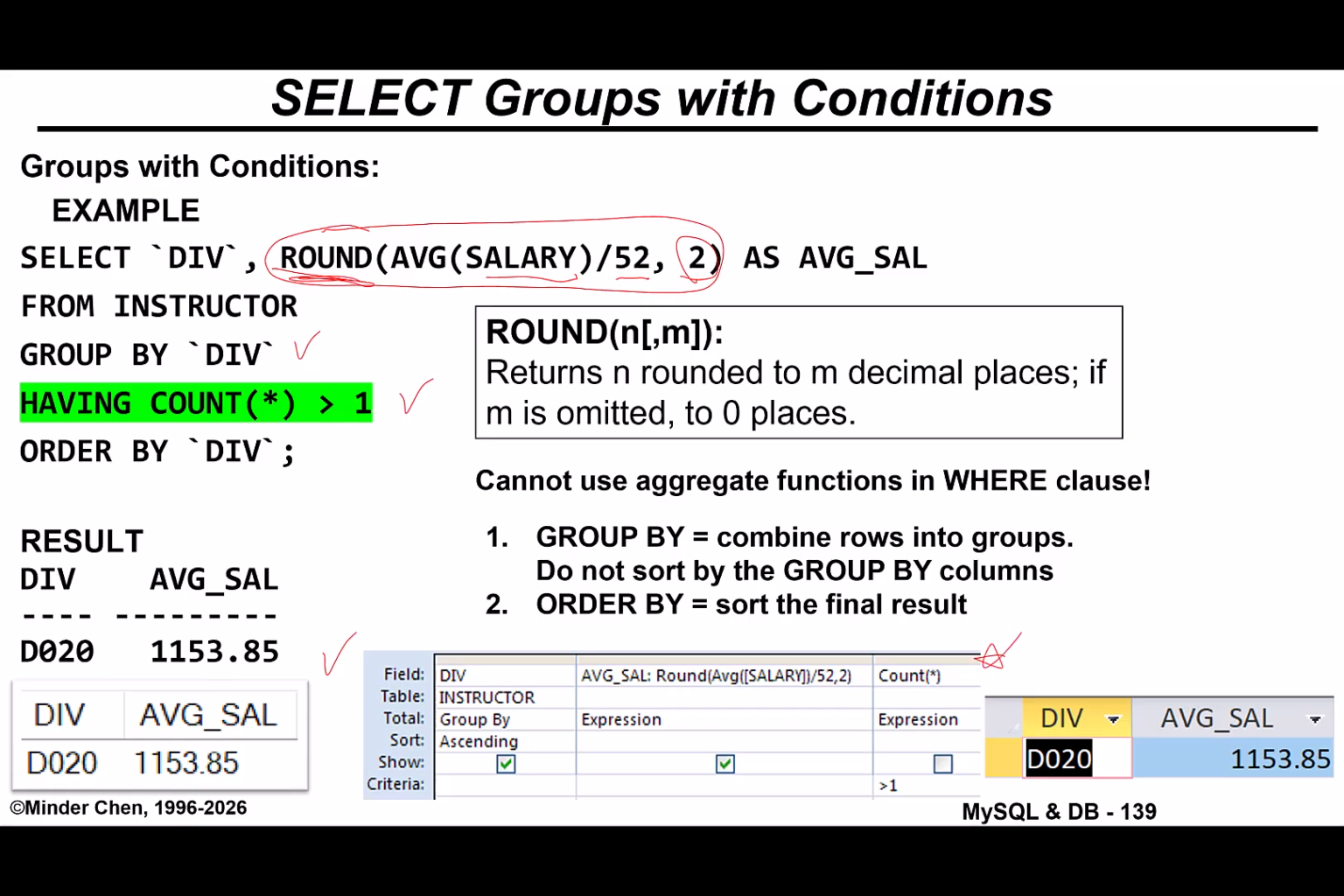This is in Access, how you set it up. We're not going to discuss it. So group by combines rows into groups and does not sort by the group by column. By default, you cannot assume it's sorted by the group by column. Order by allows you to make sure you're sorting by a certain column that you would like.